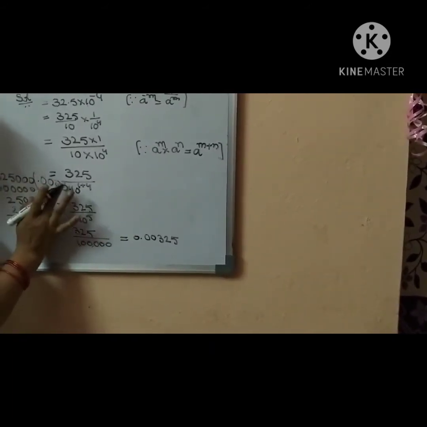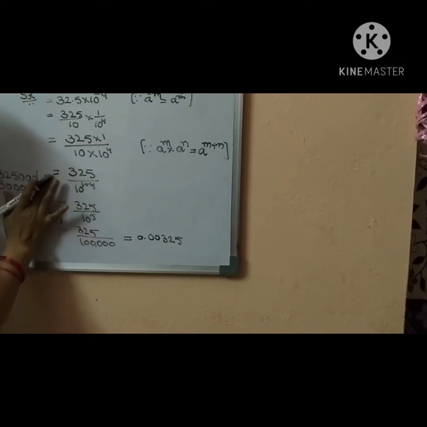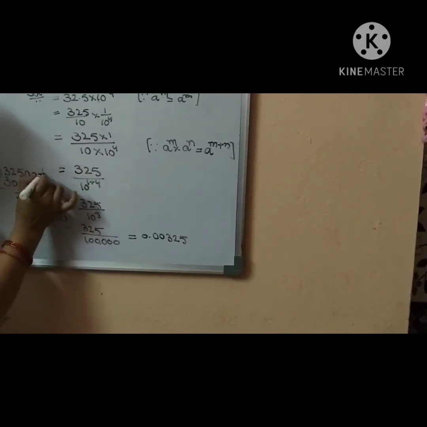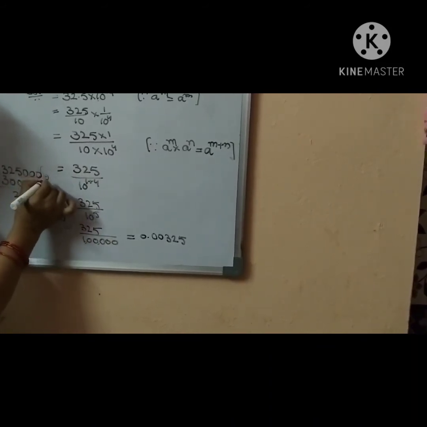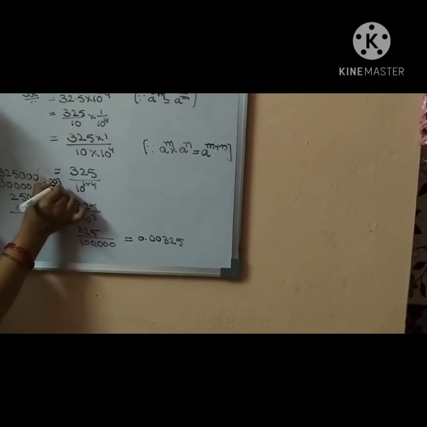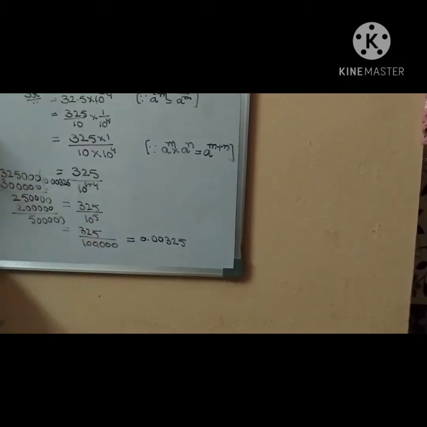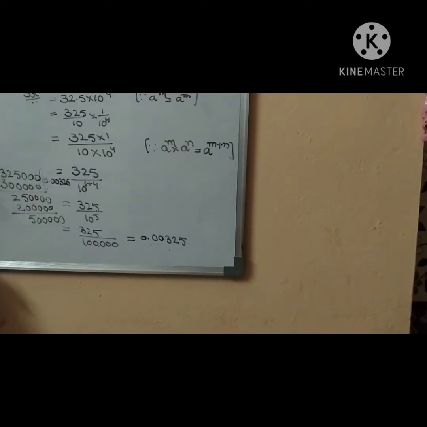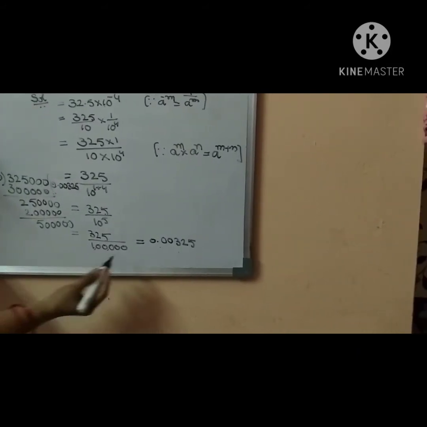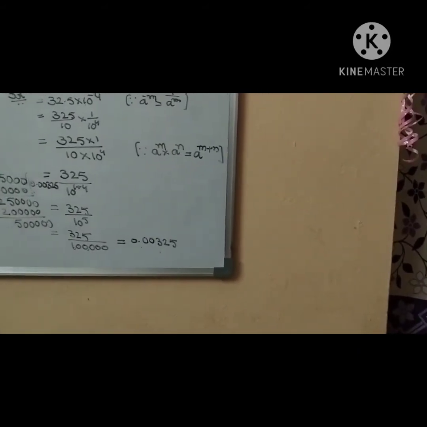So 0.00 here, right? Zero. 0.00325. Okay, it is the answer. Okay children, did you understand? So it is a usual form.